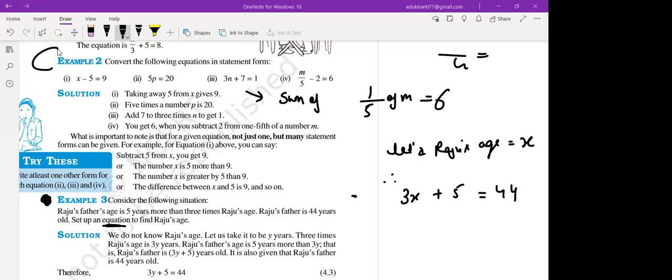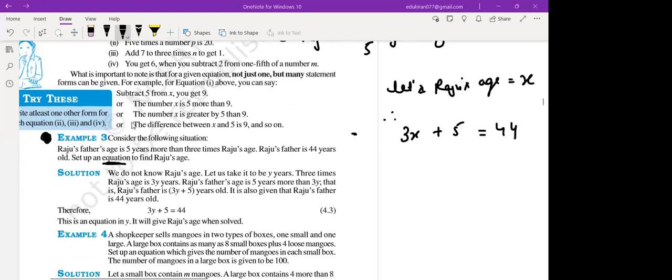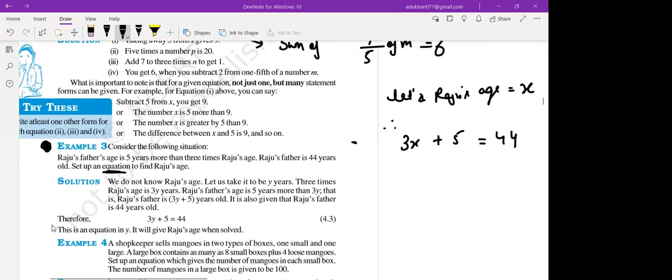Okay, everyone done? Should we move to the next question? Yes, ma'am. Coming to example number 4, read it in a good way and then make the equation.